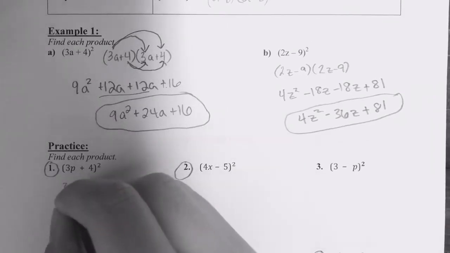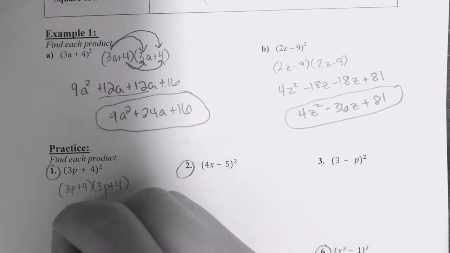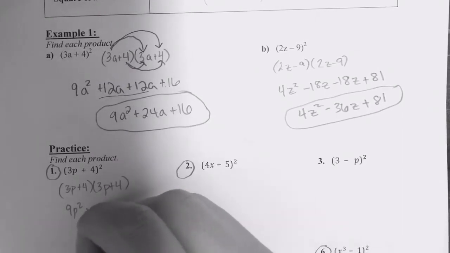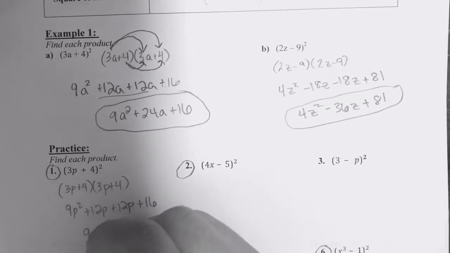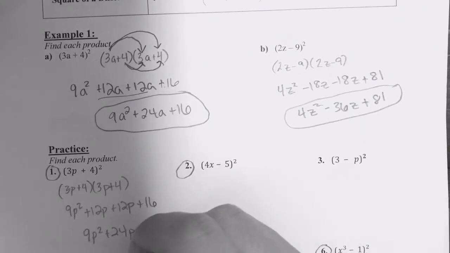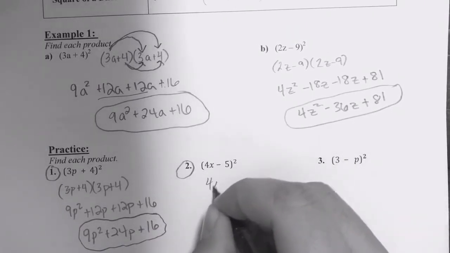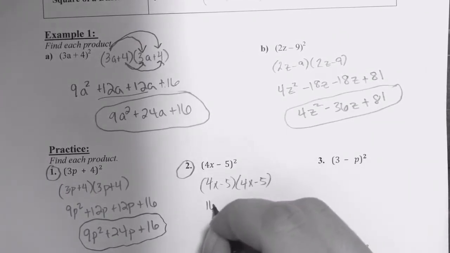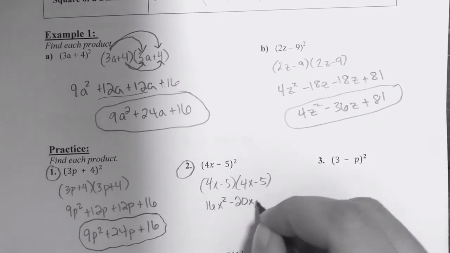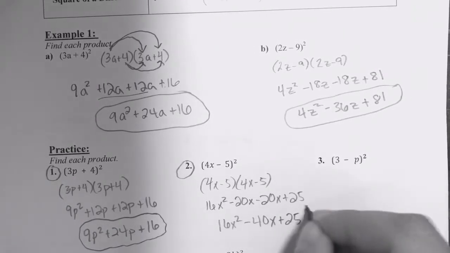All right, so 3p plus 4 twice. So we have 9p squared plus 12p plus 12p plus 16. So we have 9p squared plus 24p plus 16. All right, the next one, 4x minus 5 squared. So 4x minus 5 times 4x minus 5. So we got 16x squared minus 20x minus 20x plus 25. So we have 16x squared minus 40x plus 25.